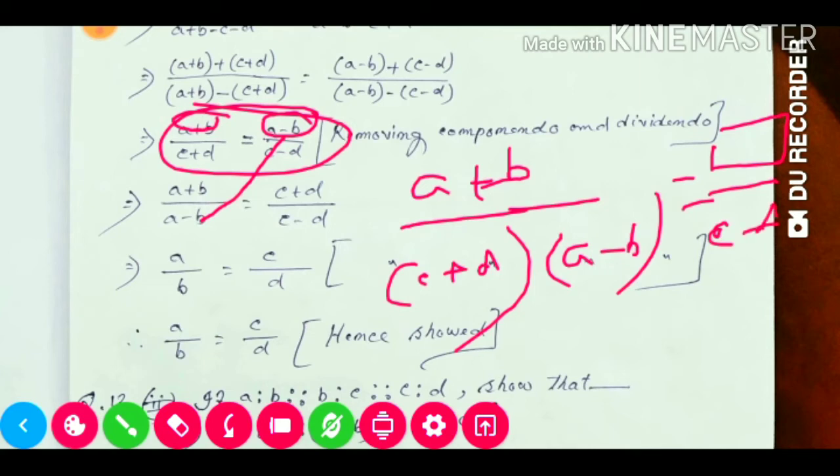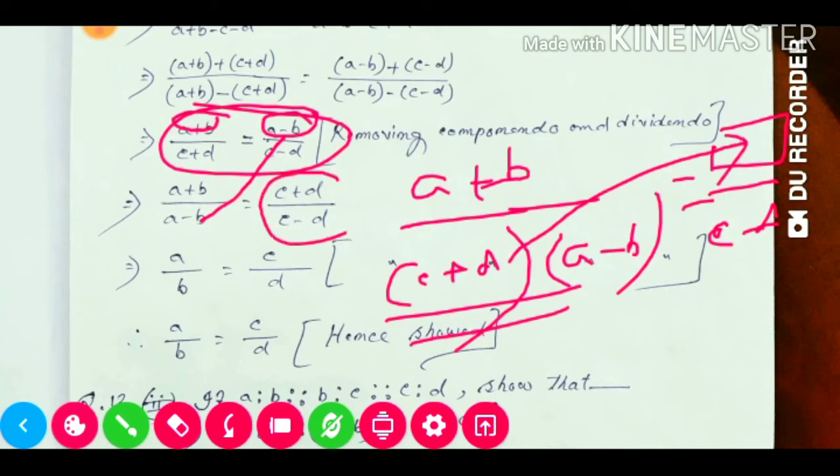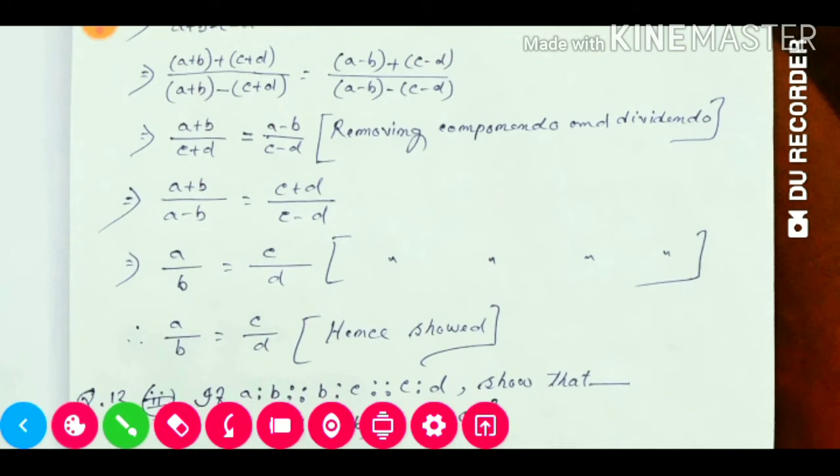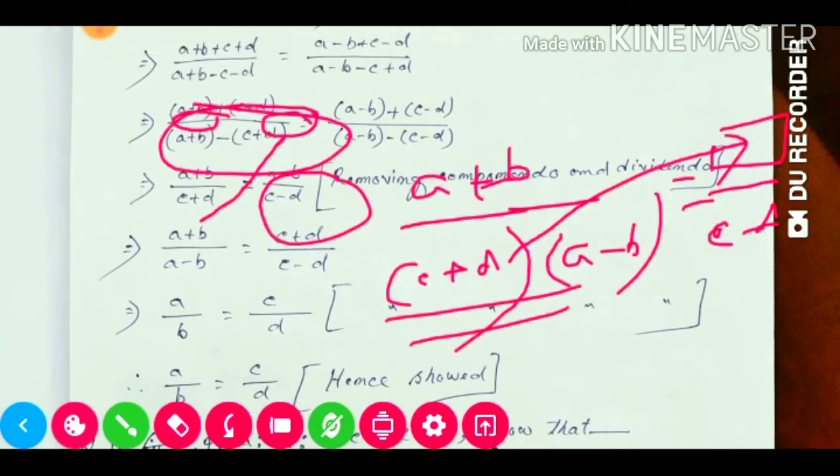So from these two groups, c plus d will shift here. So c plus d we are shifting here, and down the denominator c minus d remains. Now this one also became componendo and dividendo.